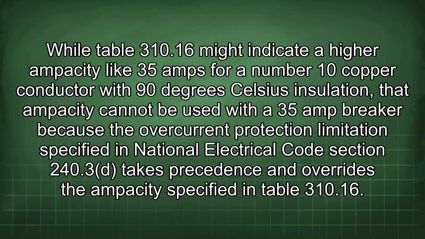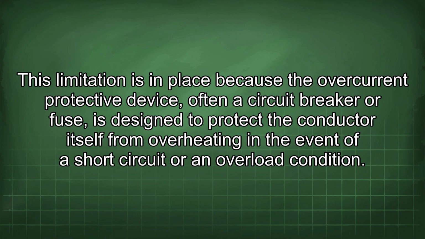with 90 degrees Celsius insulation, that ampacity cannot be used with a 35 amp breaker because the overcurrent protection limitation specified in National Electrical Code section 240.3 takes precedence and overrides the ampacity specified in Table 310.16. This limitation is in place because the overcurrent protective device, often a circuit breaker or fuse, is designed to protect the conductor itself from overheating in the event of a short circuit or an overload condition.